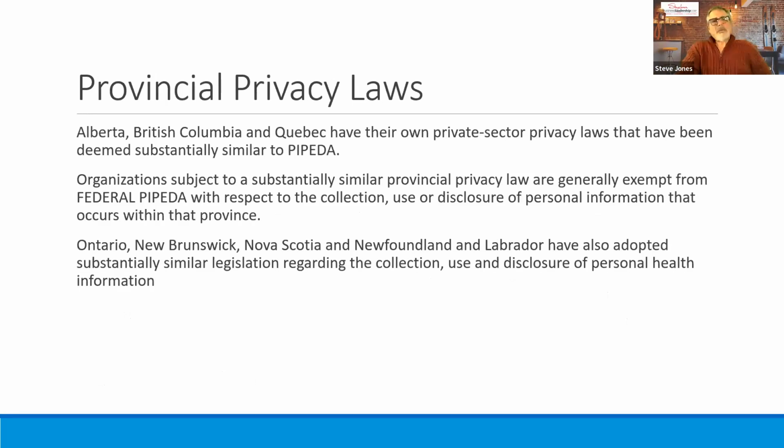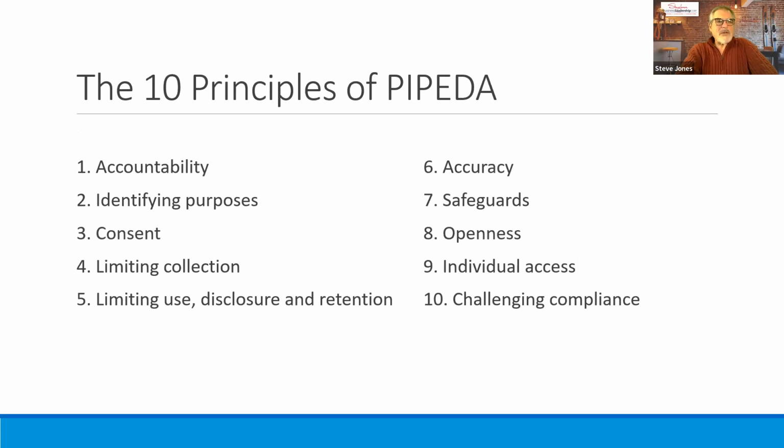And so the provincial laws: Alberta, British Columbia, and Quebec have their own privacy laws that are substantially similar to PIPEDA. The federal government has theirs. Ontario, New Brunswick, Nova Scotia, and Newfoundland and Labrador have adopted substantially similar legislation regarding the collection and use of personal health information. So in Ontario, for example, this additional personal health information thing became the predominant focus of the way the legislation was modified.